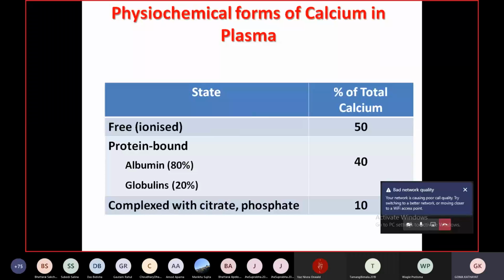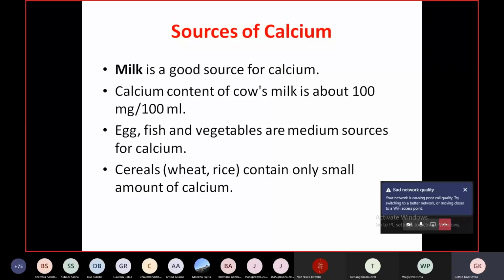Now coming to the sources of calcium, you all know milk is a source of calcium. The calcium content of cow milk is about 100 milligram per 100 ml. The medium sources of calcium are egg. Cereals like wheat and rice are poor sources of calcium. So milk is a good source of calcium.